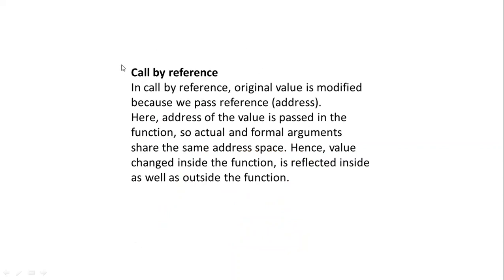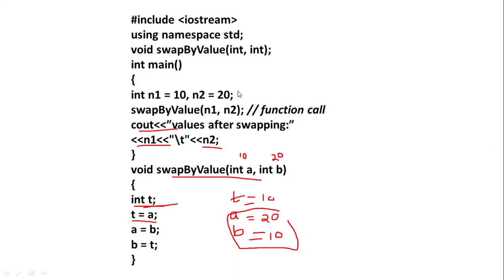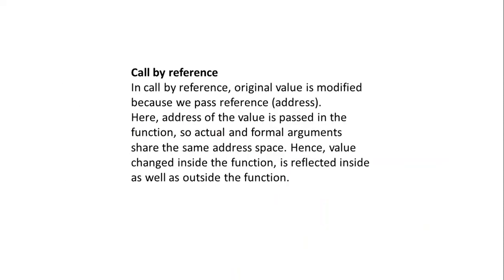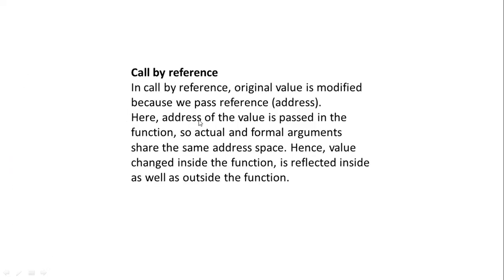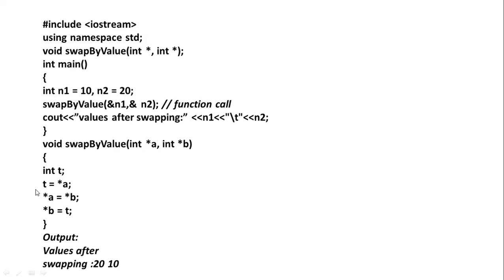And next is call by reference. Here we will use the pointer operator. In call by reference, the original value is modified because we pass the reference. Here, the address of the value is passed to the function. That means during the calling, the address is passed to the formal variable. The actual values are not passed, but the address is passed. So any changes taking place in the function definition will be reflected in the main function. So that is the difference in call by reference. Here we will use the pointer operators.